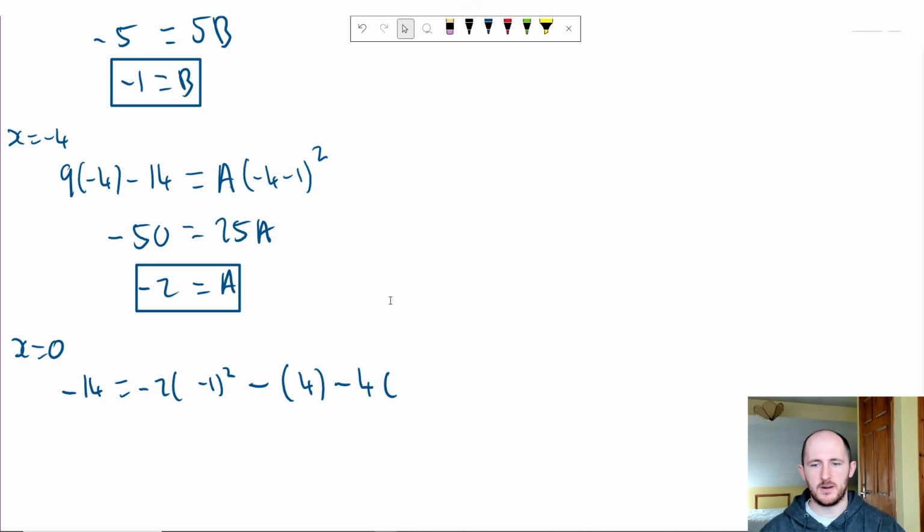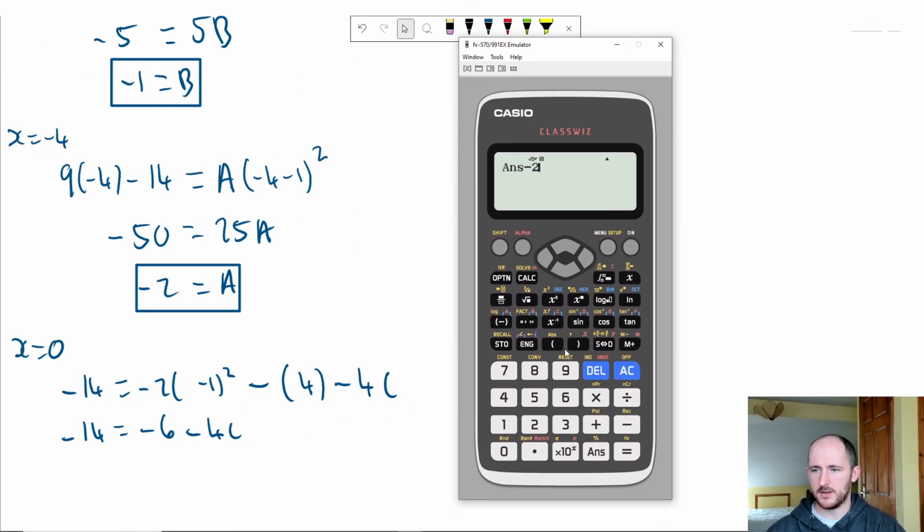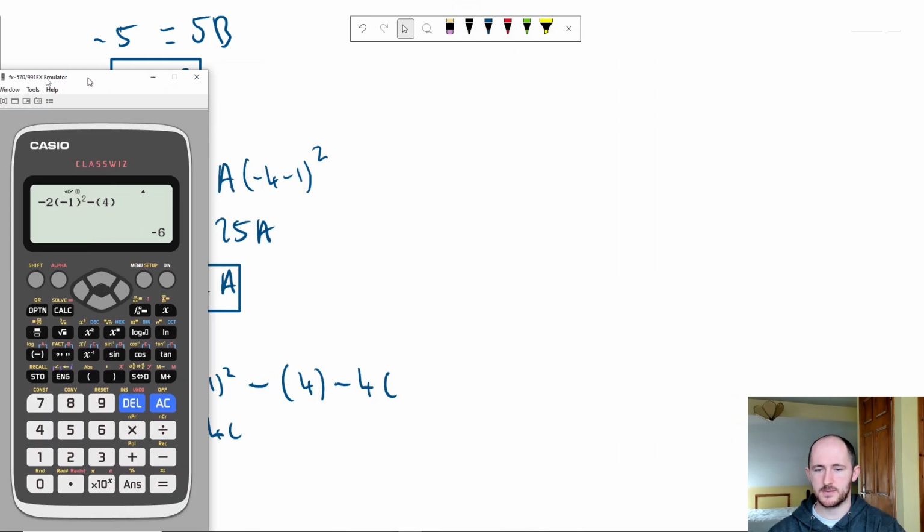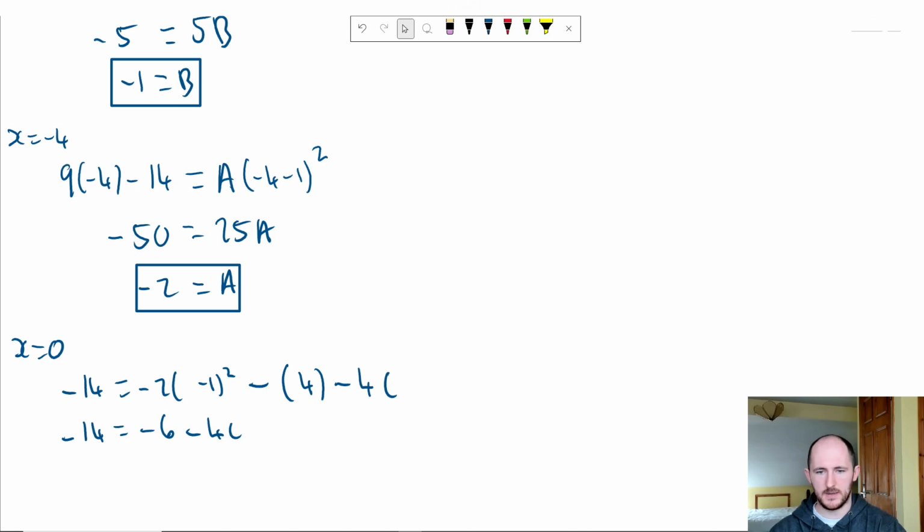So what would I do here? Well, you could work this all out, or you could move it over to one side. Like, you do whatever you want. But either way, minus 1 squared is 1 times minus 2 is minus 2. Minus another 4 will be minus 6. But again, just to prove that I'm not telling porcupines, we could even sub in these numbers ourselves on a calculator just to make sure we're not doing anything stupid. Yeah, minus 6 minus 4c. Add 6 to both sides, we get negative 8 equals negative 4c.